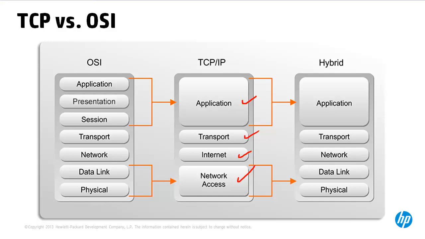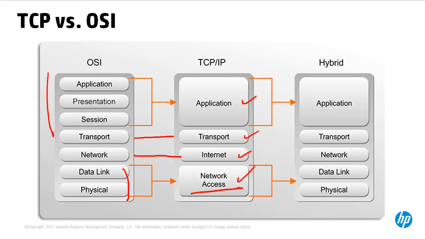So as you can see, the top 3 layers of the OSI model, application, presentation, and session, are grouped together into the application layer. The transport layer is equivalent. The network layer is known as the internet layer, and the data link and physical layer were grouped together into what's called the network access layer in the TCP/IP model.